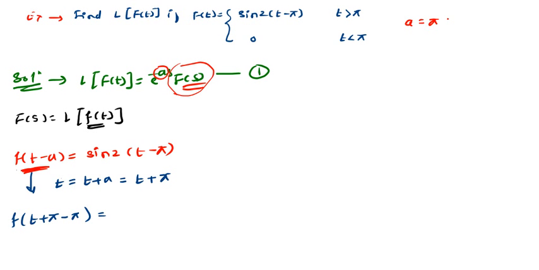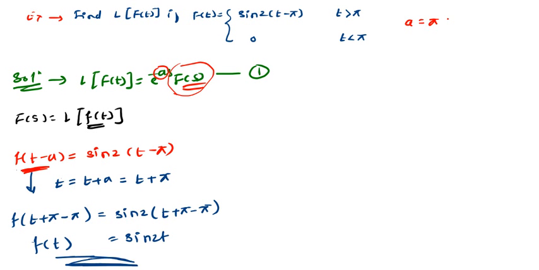So what is this? This will be sine of 2 times t plus pi minus pi. So what you will get is sine 2t, and this will be nothing but f of t. Once you get this f of t, you can easily calculate f of s. So we have got the value for f of t. F of t is nothing but sine 2t.